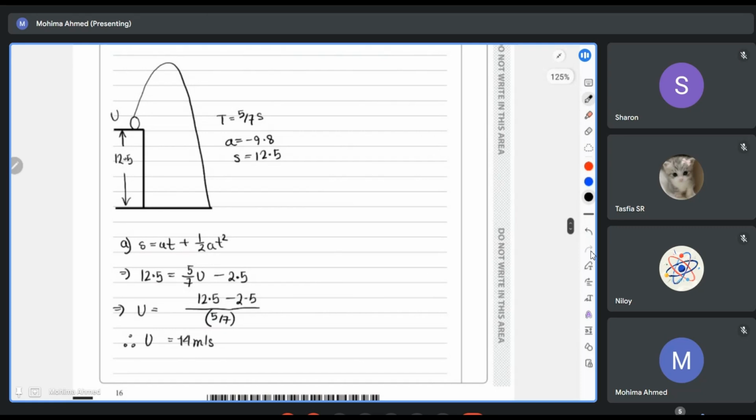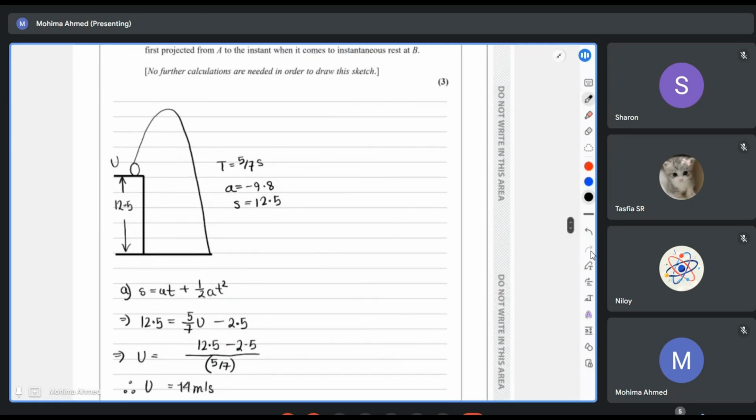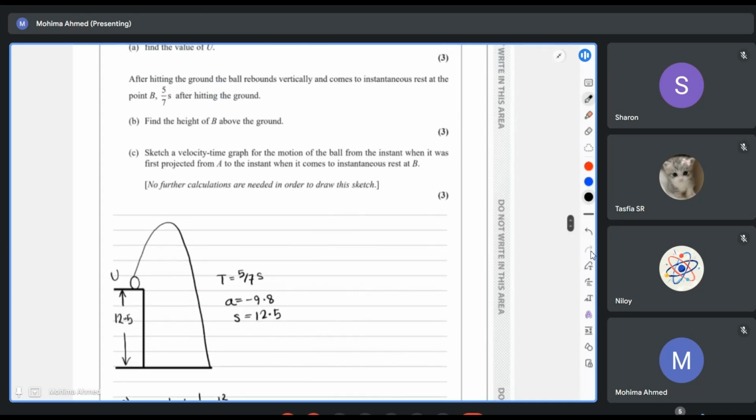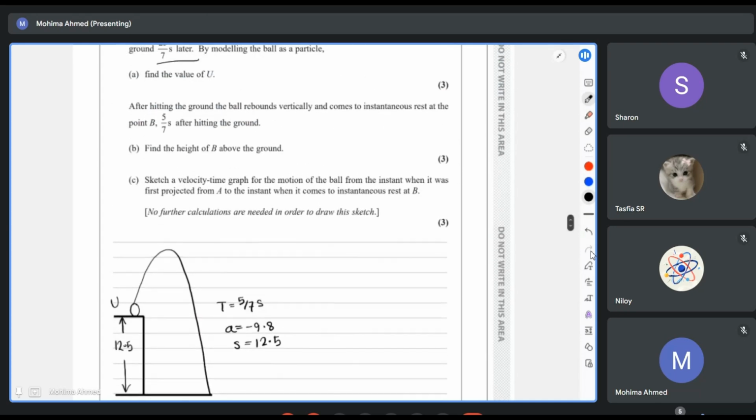Right, I hope there is no problem on this from all of you. We have done this a lot in physics and in M1 classes so far, right? Moving to part B, after hitting the ground, the ball rebounds vertically and comes to instantaneous rest at point B.